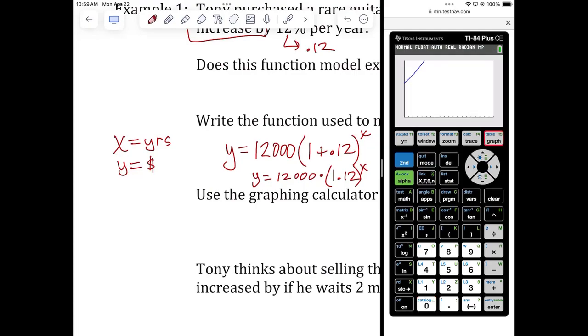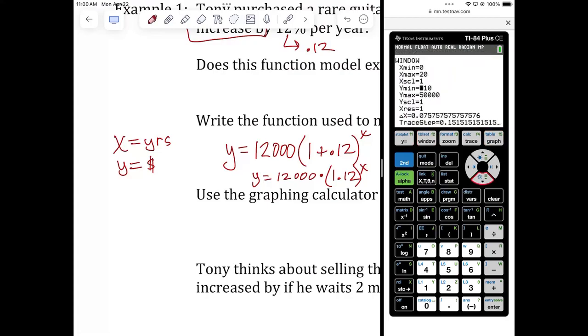Whoa, whoa! This guitar is becoming more valuable than we thought, isn't it? We put our max at 20,000. It's already exiting the screen just a couple of years later. So we should go back and adjust our Y max to what? Let's try 50,000. This is a good investment. If you can get something that's guaranteed to increase by 12% per year, 50,000 is good, but it still exits the top of the screen. So we can do even better.